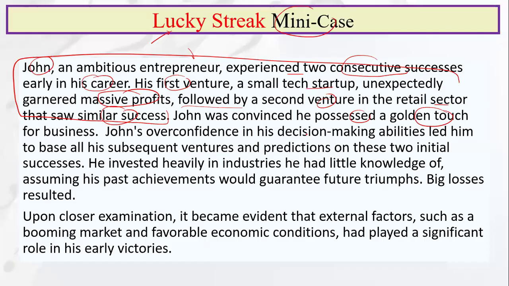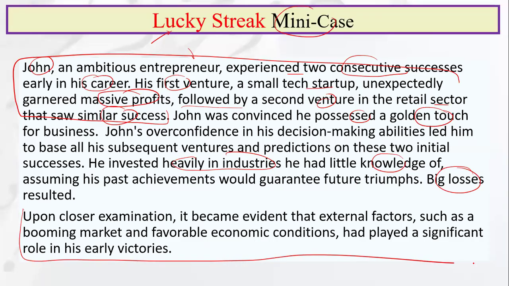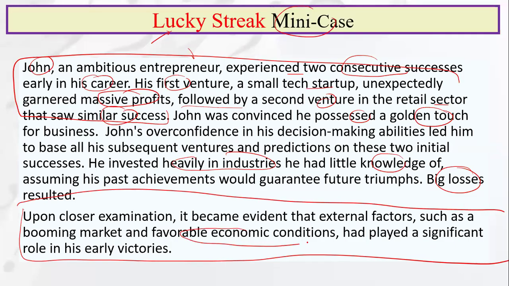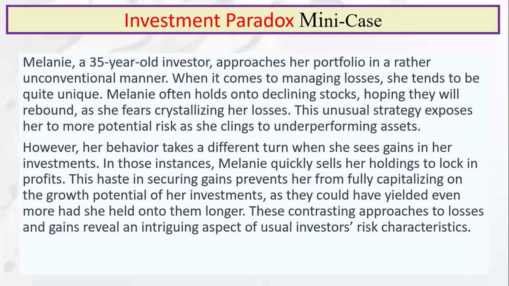Sometimes when a market is going higher, you will get more money. That's normal. Then he made more investments in an industry with little knowledge, and big losses resulted. Then he reviewed what was done before and why it happened. He made more profit earlier because economic conditions actually made the profit, not his role in the early victories. So that's a lucky streak. When the market is doing well, you normally do well. If the market is not doing well, your good decisions are going to be converted by the market.